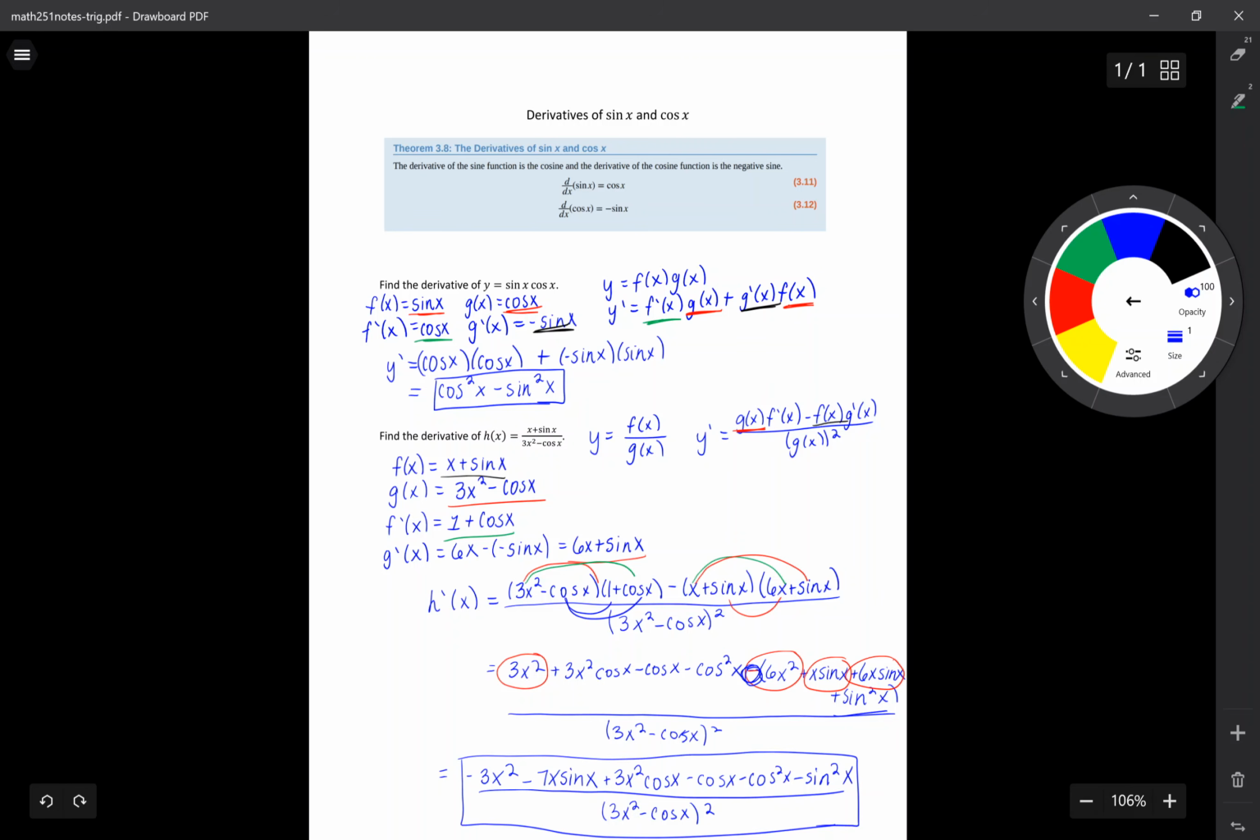Woohoo! So I'm not sure how simplified Newton-Malta wants your answer. I believe it will take it in this unsimplified version, but if you are curious as to how to simplify this, that is what we just did, combining all of our like terms and expanding out. And this is how we can use the derivatives of sine of x and cosine x.